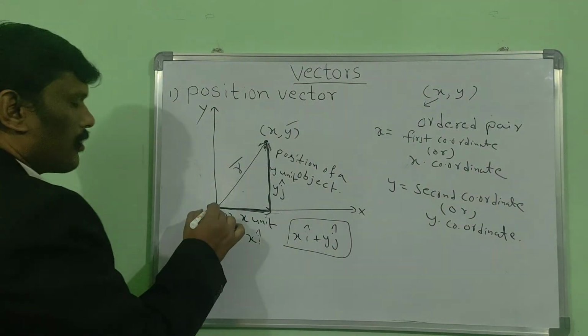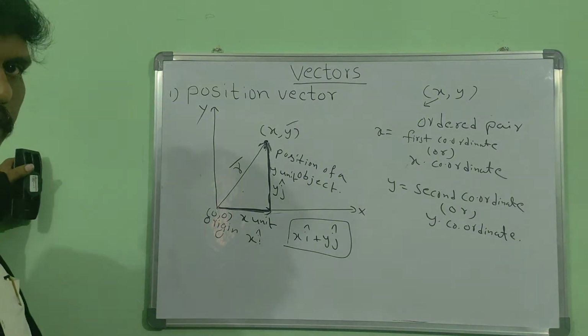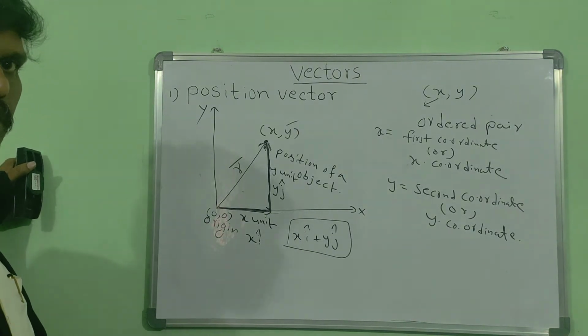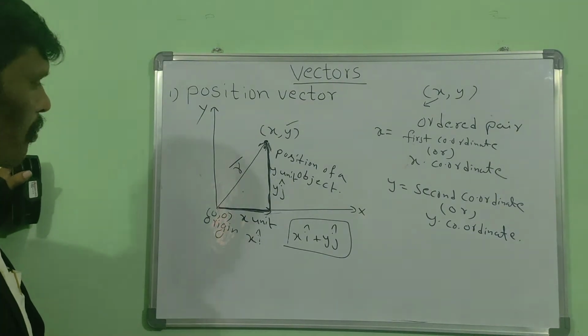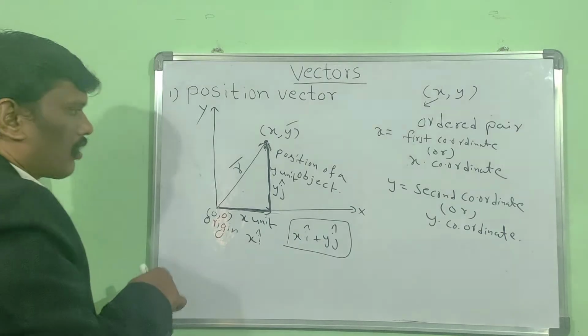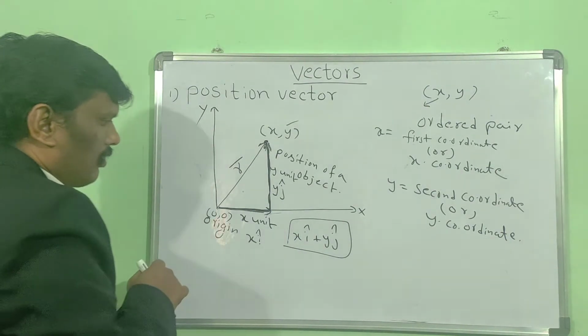That's why, from the triangle of vector addition, my dear students, I already discussed the triangle of vector addition in one video. Watch that also once. So this is the position vector. Now it seems to be one triangle.